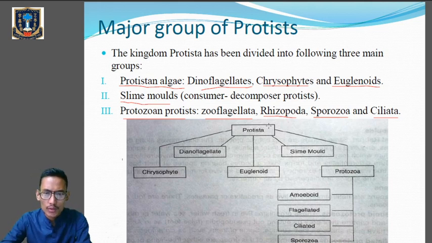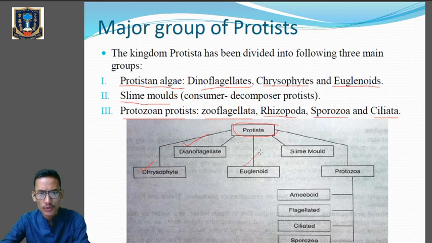Okay, so you can see over here the flow chart. Protista can be divided into chrysophytes, dinoflagellates, and euglenoids, which are the Protistan algae. Clear?